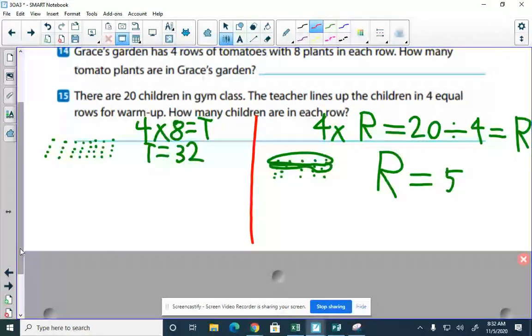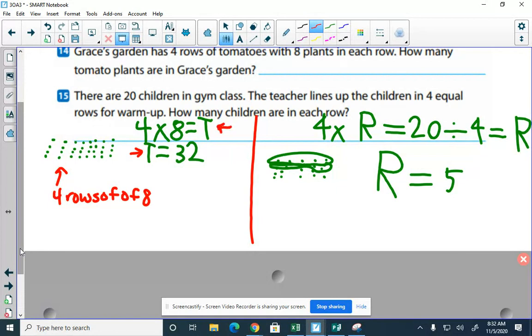All right, these were worked out by a couple students in class, and this is what they came up with. This student said for the garden, there were 4 rows of tomatoes with 8 plants in each row. How many tomato plants are in Grace's garden? So this student came over here and drew out 4 rows of 8 and counted up to 32. And they came over here and wrote the unknown and then showed what the unknown is, the second line.